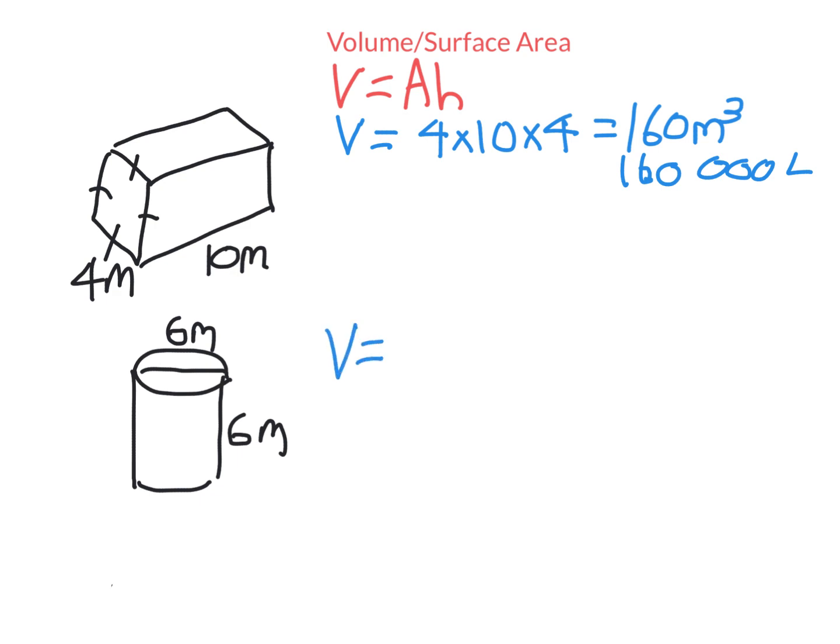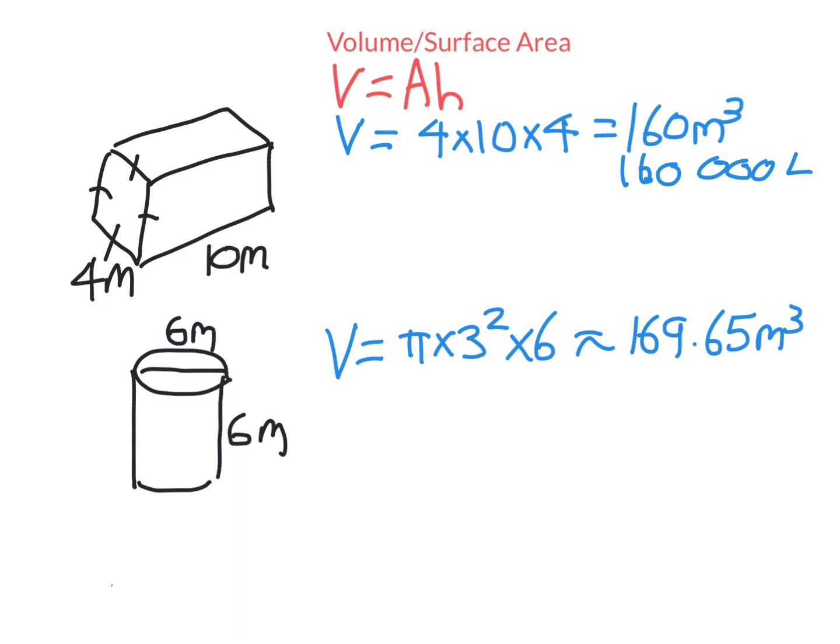Now the area of a circle is pi times radius squared. So the radius is half the diameter. So the diameter goes from one side of the circle to the other through the center. So if the diameter is 6, the radius is 3. The area of this circular top will be pi times 3 squared. So then for a prism or a cylinder, we just take the area of the base and times by the height. So putting that on our calculator, we get about 169.65 meters cubed.